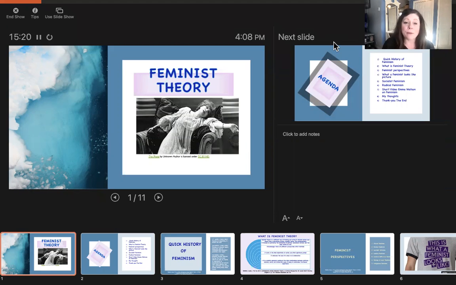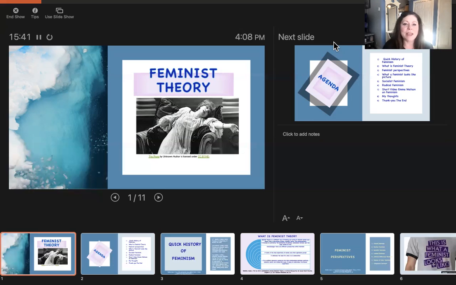Today we're going to be looking at feminist theory. But before we begin, I need to acknowledge the Robinson-Huron Treaty, and the land on which we are gathered is the traditional Anishinaabe nations.